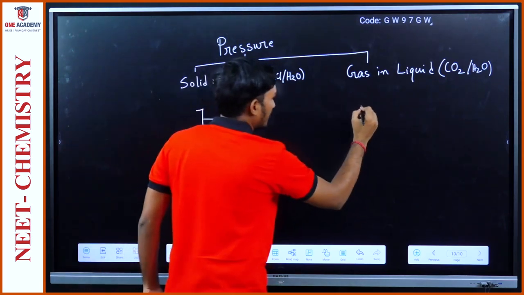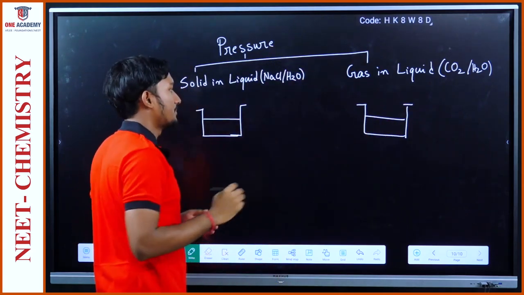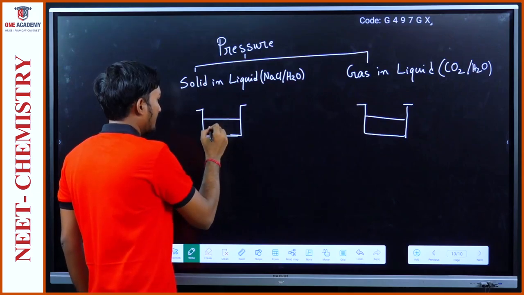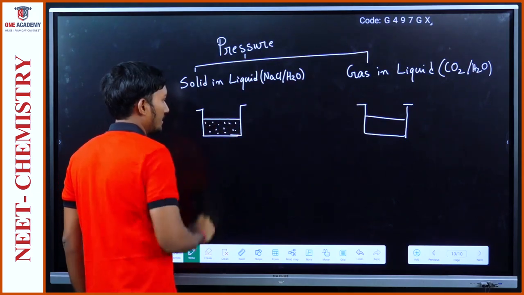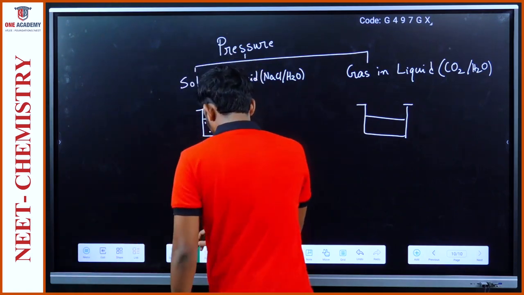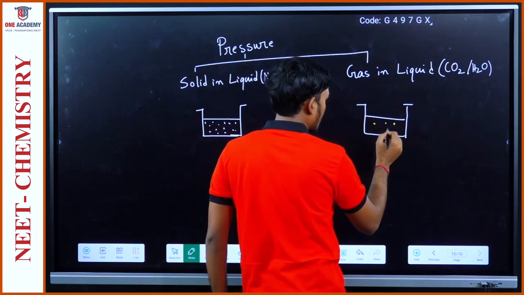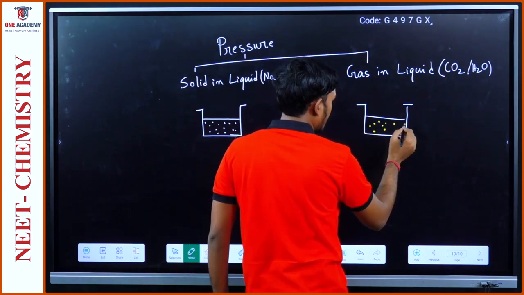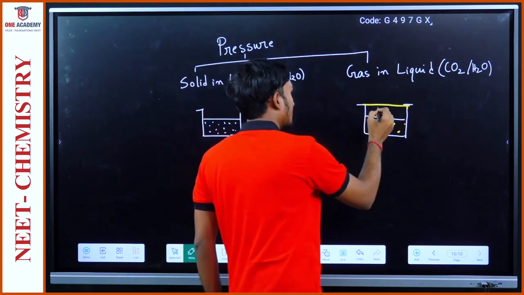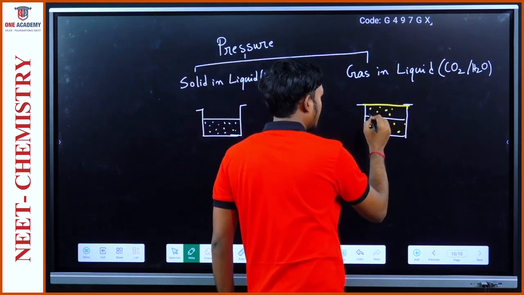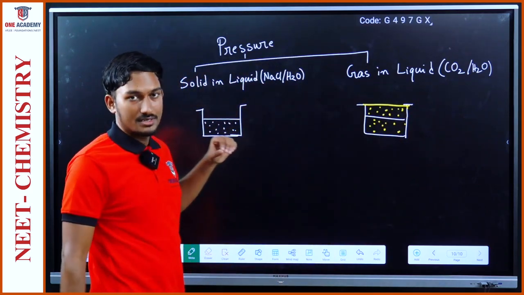This is a water beaker and this is also water. Same sort of temperature conditions are there, and in this case some NaCl particles are dissolved in it, and in this case it has some CO2 particles dissolved in it. Now what will happen if I increase the pressure in both the cases?